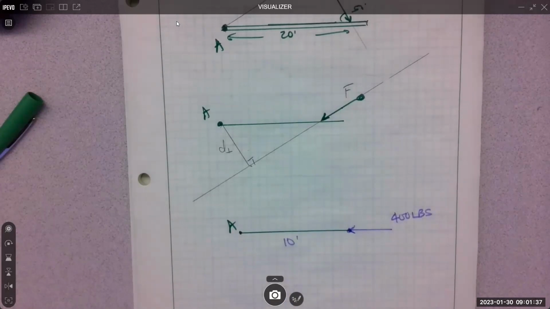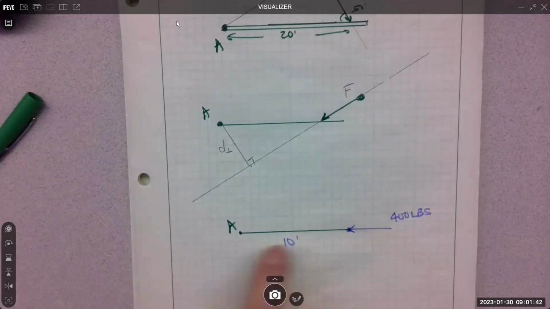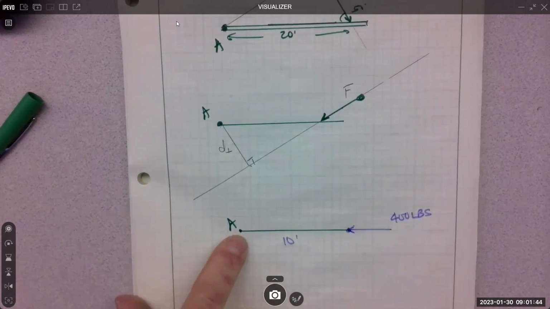Yeah, the distance is going to be 0. There is no perpendicular distance. So this force, is it creating any rotation about point A? Nope, it's 0.